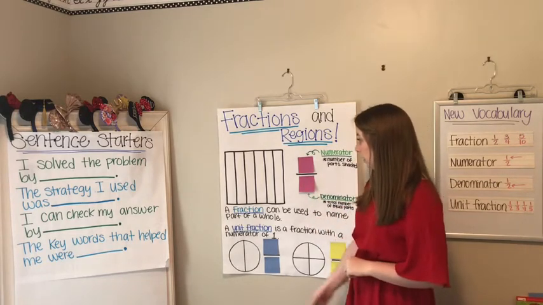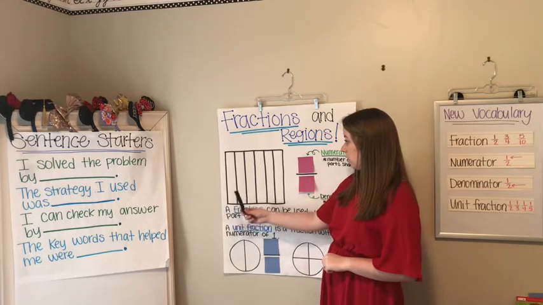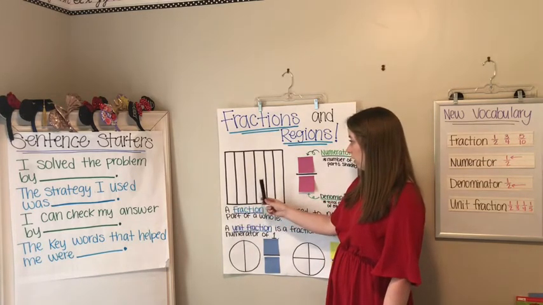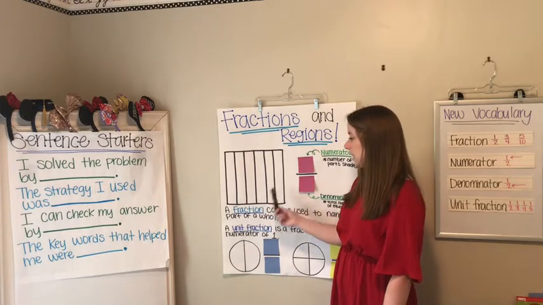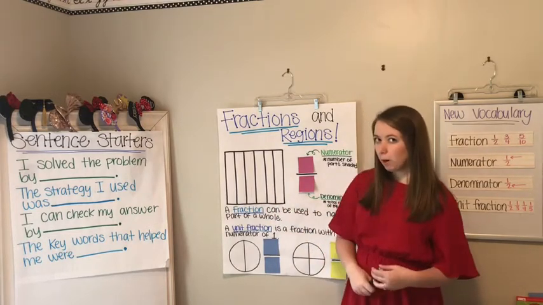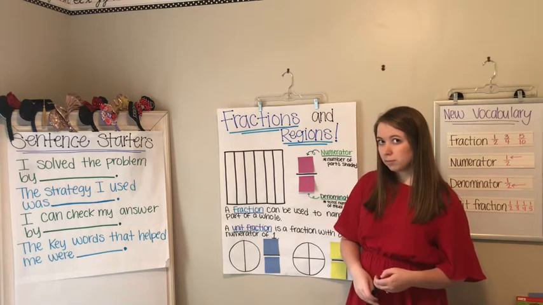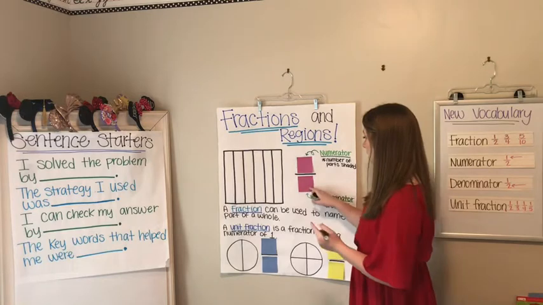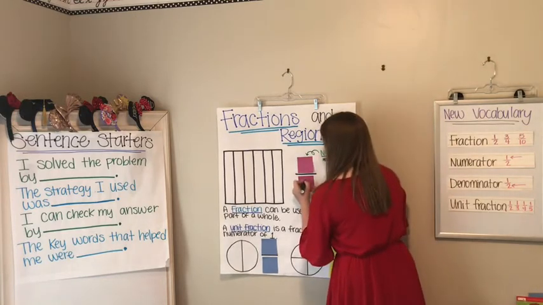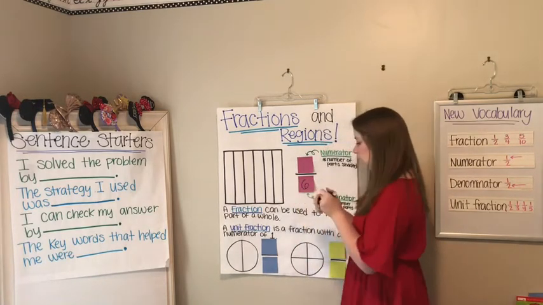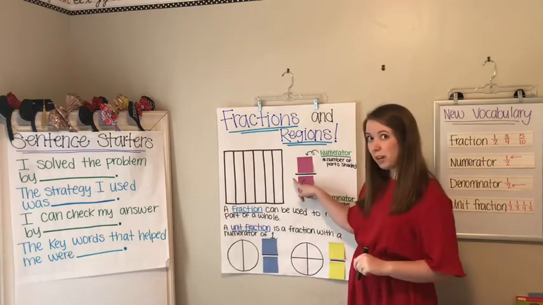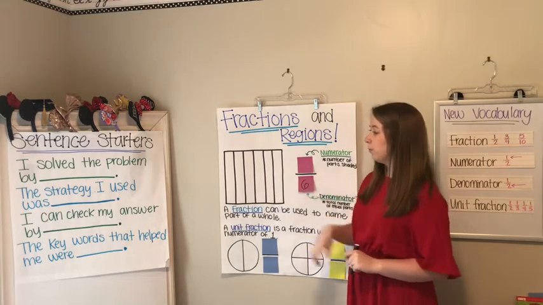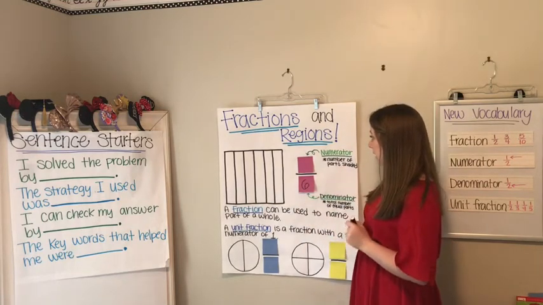So let's count together. Ready? 1, 2, 3, 4, 5, 6. How many equal parts are there? Right, there are 6. So I'm going to take my marker and I'm going to draw a 6 for my denominator. You notice how it's below the line? That's where my total number of equal parts go. All right, so now we need to find the numerator.